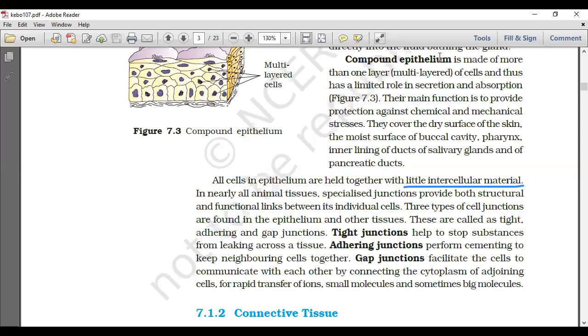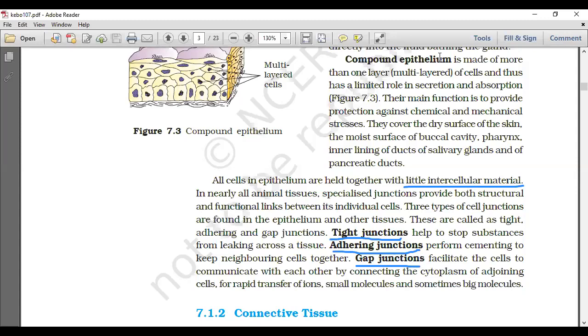Tight junctions help to stop substances from leaking across a tissue. Adhering junctions perform cementing to keep neighboring cells together. Gap junctions facilitate the cells to communicate with each other by connecting the cytoplasm of adjoining cells for rapid transfer of ions, small molecules, and sometimes big molecules.